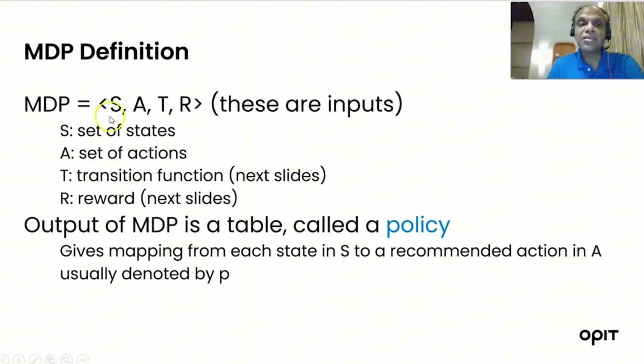The first one, S, is the set of states of the problem. A is the set of actions. T is a transition function, which we'll define on the next slides. And R is a reward, which we will define on the upcoming slides. The output of an MDP is a table or a function called a policy. What the policy does is take each state in the state space and output a recommended action for that state. This policy is usually denoted by P, or most of the time by the Greek letter pi.